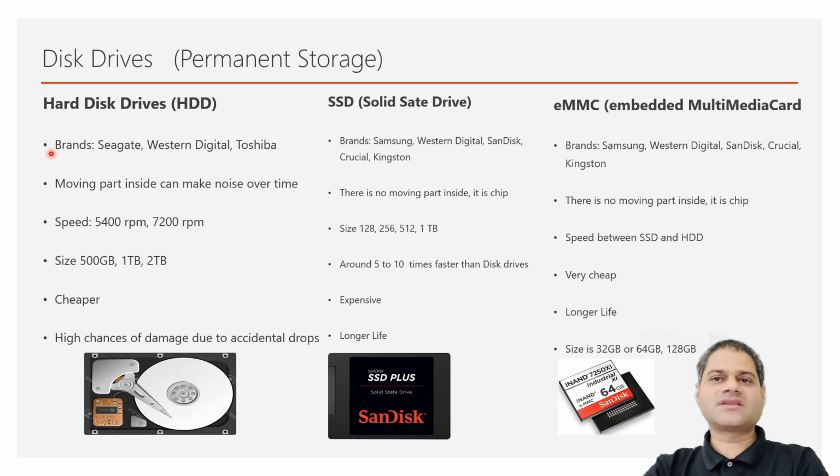The problem with a hard disk is it has moving parts inside and it may make noise over time. Also, it may get damaged if it accidentally falls. But it is cheaper compared with the SSD, and it comes in 500 GB, 1 terabyte and 2 terabyte sizes. The most common hard disk has a speed of 5400 RPM, rotations per minute.